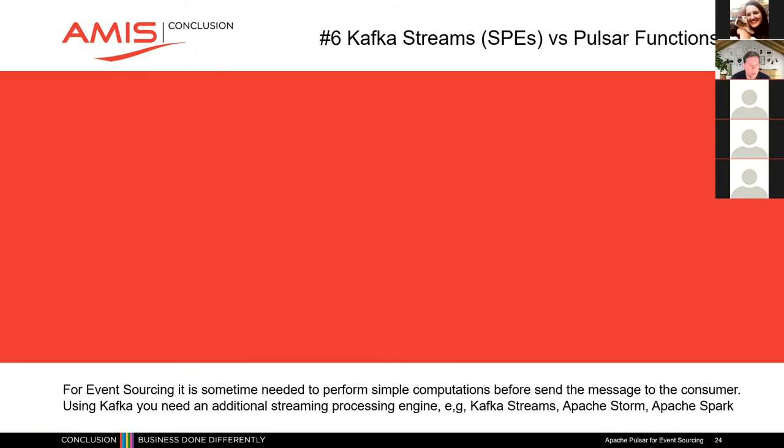Then there's another thing for event sourcing and CQRS: sometimes we need to perform simple computations before we send the message to the consumer. If we want to do that with Kafka, in most cases, if we do advanced things, we need an extra stream processing engine. Kafka Streams can do simple things in addition, but if you want the real things, you need Apache Storm or Spark next to it.